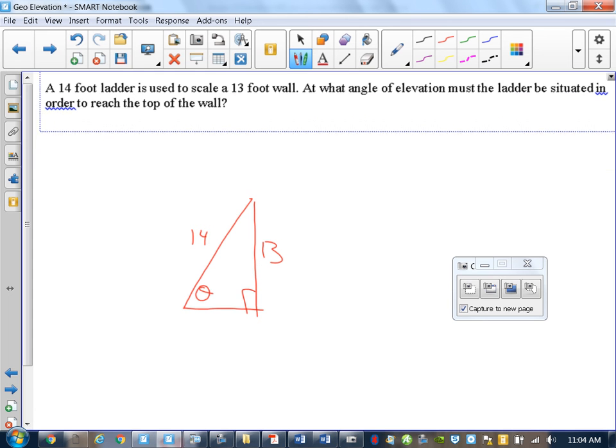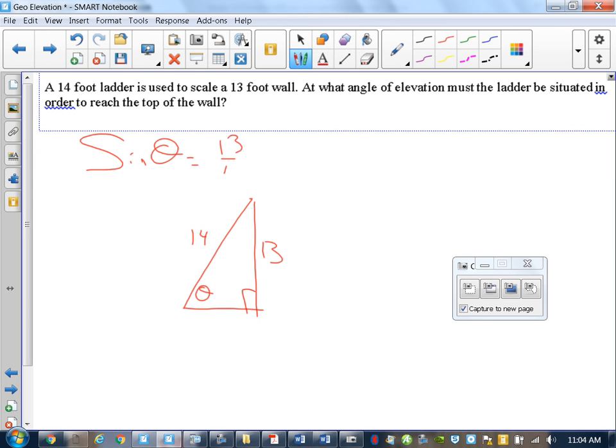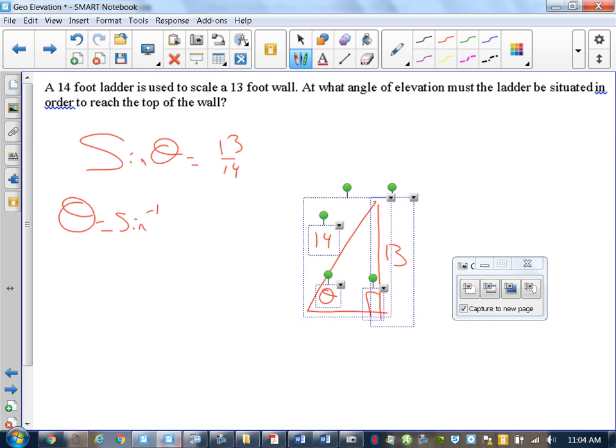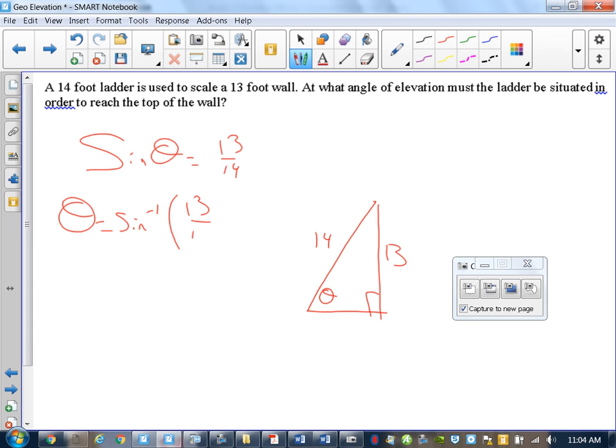Sine. And then again, to get theta by itself, you just inverse the trig function. So you're just pressing buttons again on the calculator. Theta is inverse sine of 13 over 14. What do you get for that angle? 68.21. No big deal.